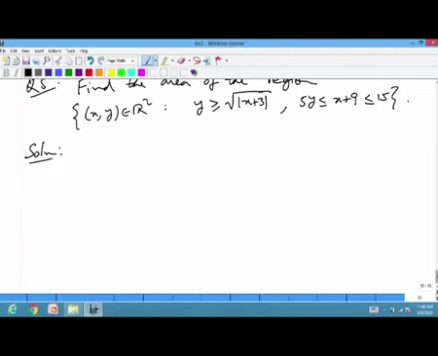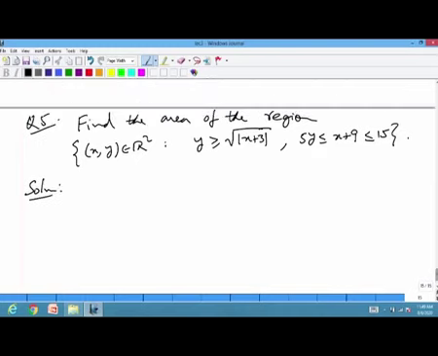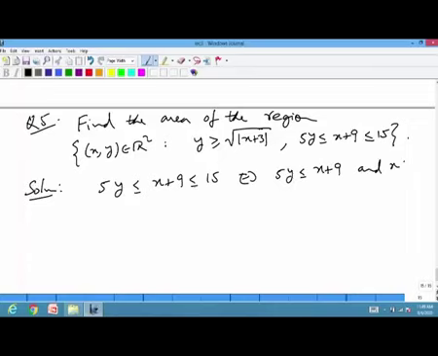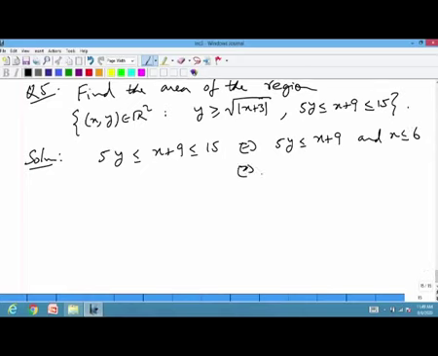So, let us try to draw this region. First we have this: 5y is less than or equal to x plus 9, which is less than or equal to 15. This is equivalent to 5y is less than or equal to x plus 9 and x is less than or equal to 6. So, we have y is less than or equal to (x plus 9) by 5 and x is less than or equal to 6.